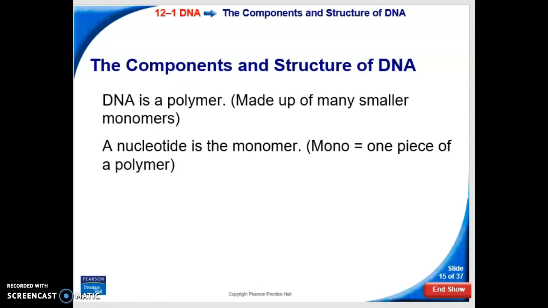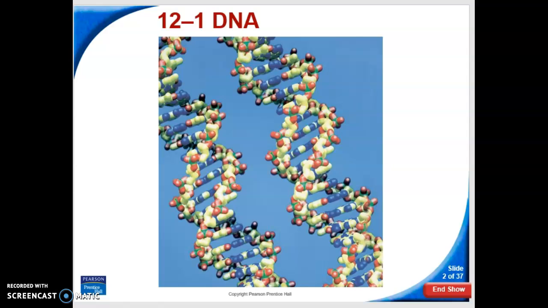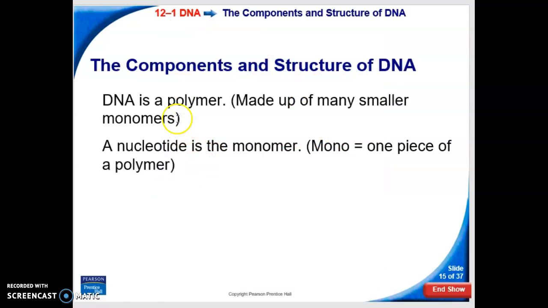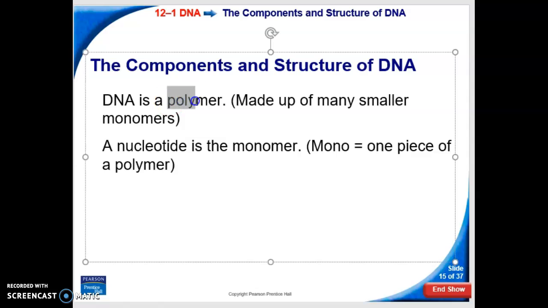All right, so that is enough about these scientists, kind of the main points of how they figured this out. Now we're going to talk about the main structure of DNA. As we saw, DNA is a very, very, very long molecule. Now what it is, it's made up of many smaller parts. So DNA is known as a polymer. Poly, which is right here, means many.